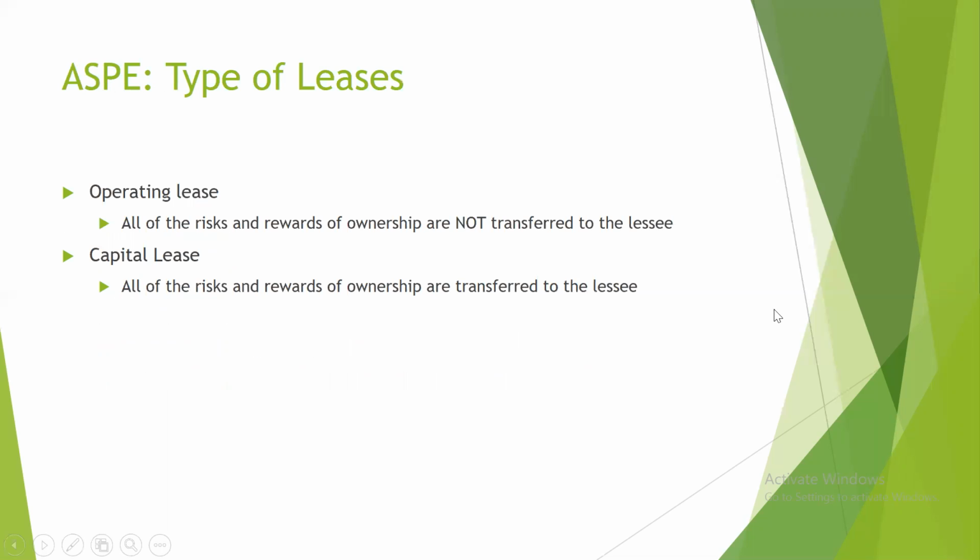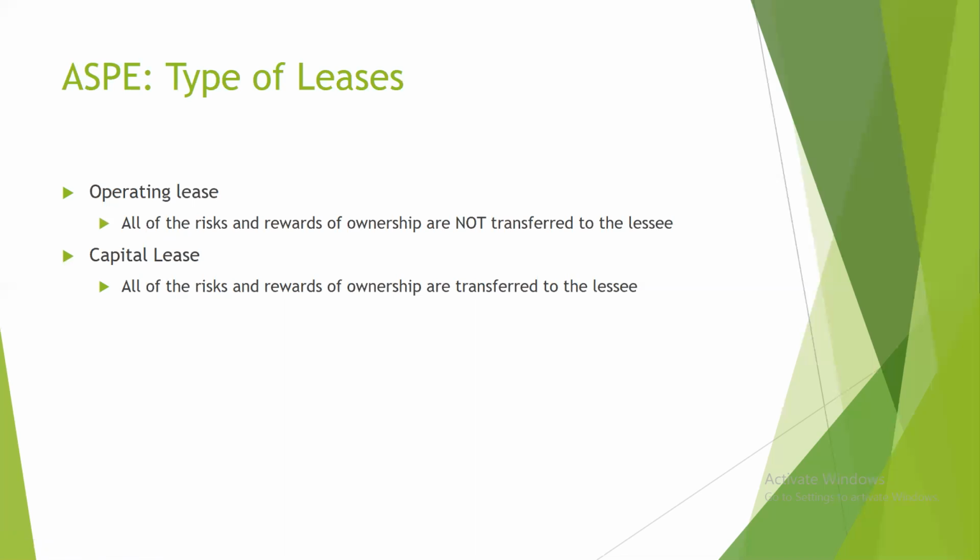So under ASPE, there's two types of leases. When a company is leasing an asset, it's either going to be an operating lease or a capital lease. An operating lease means that all the risks and rewards of ownership are not transferred to the lessee. A capital lease means the risks and rewards of ownership are transferred to the lessee.